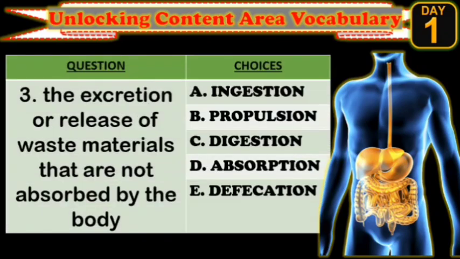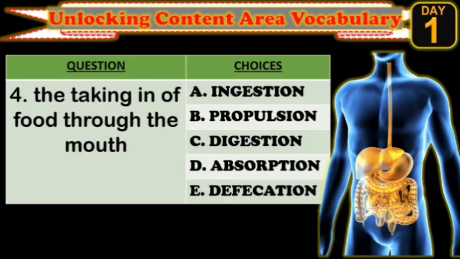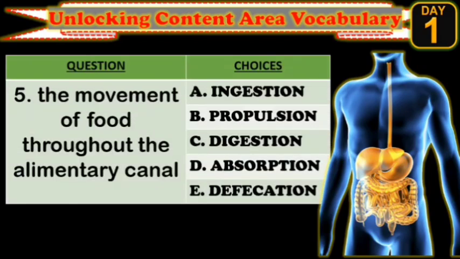For number 3, the excretion or release of waste materials that are not absorbed by the body is what you called what? Very good. That is what you called defecation. For number 4, the taking in of food through the mouth is what you called? Excellent. That is ingestion. For the last number, the movement of food throughout the alimentary canal is what you call? Very good. That is what you called propulsion.